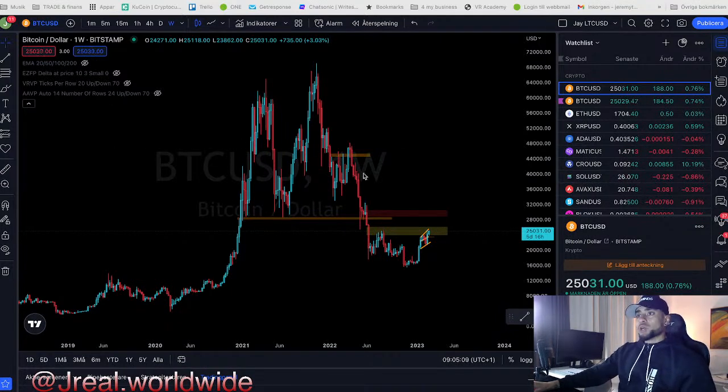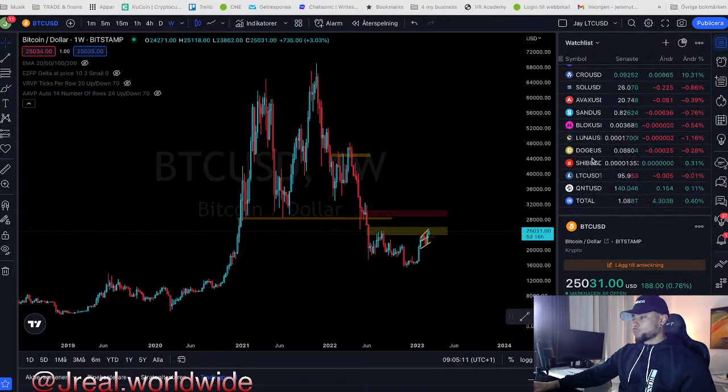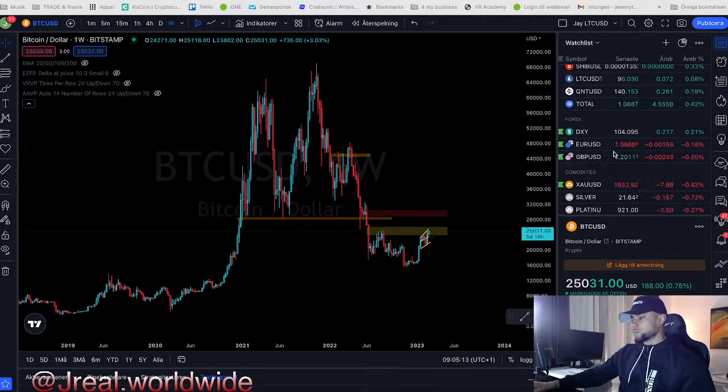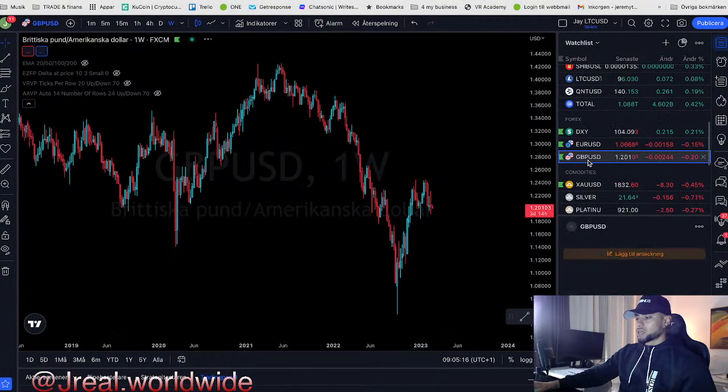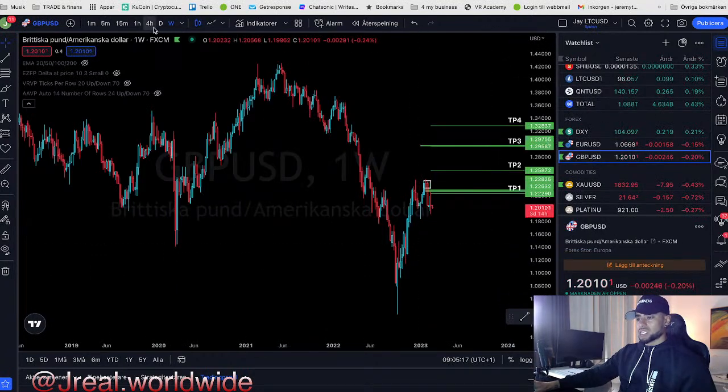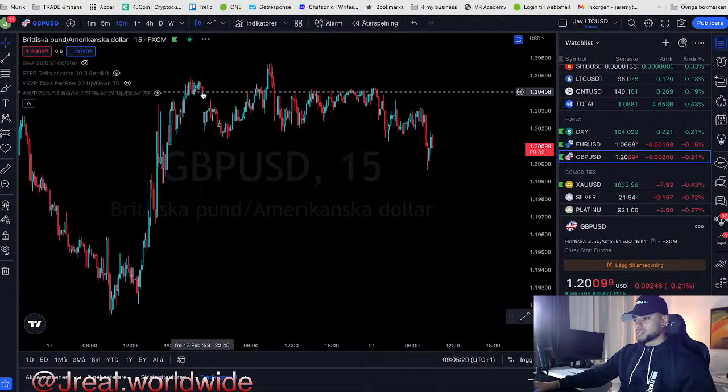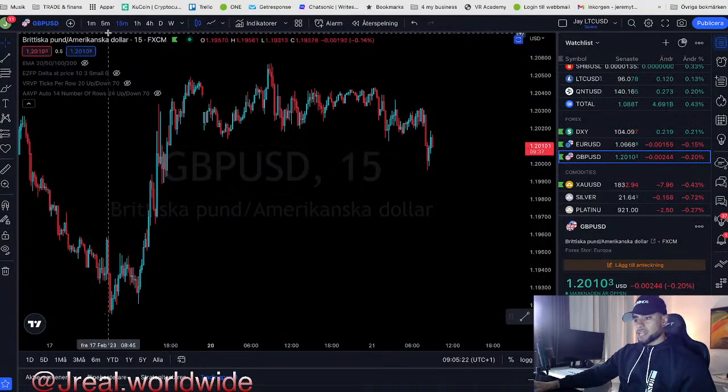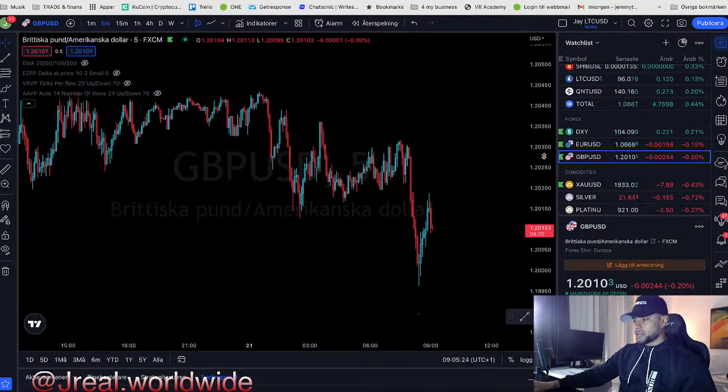So with that said, I'm looking at the Bitcoin chart here, but before we do that, we're going to jump into the GBP USD. Why is that? It's because London just opened. We want to see if we can see some action, if there is something happening on the market. All right.